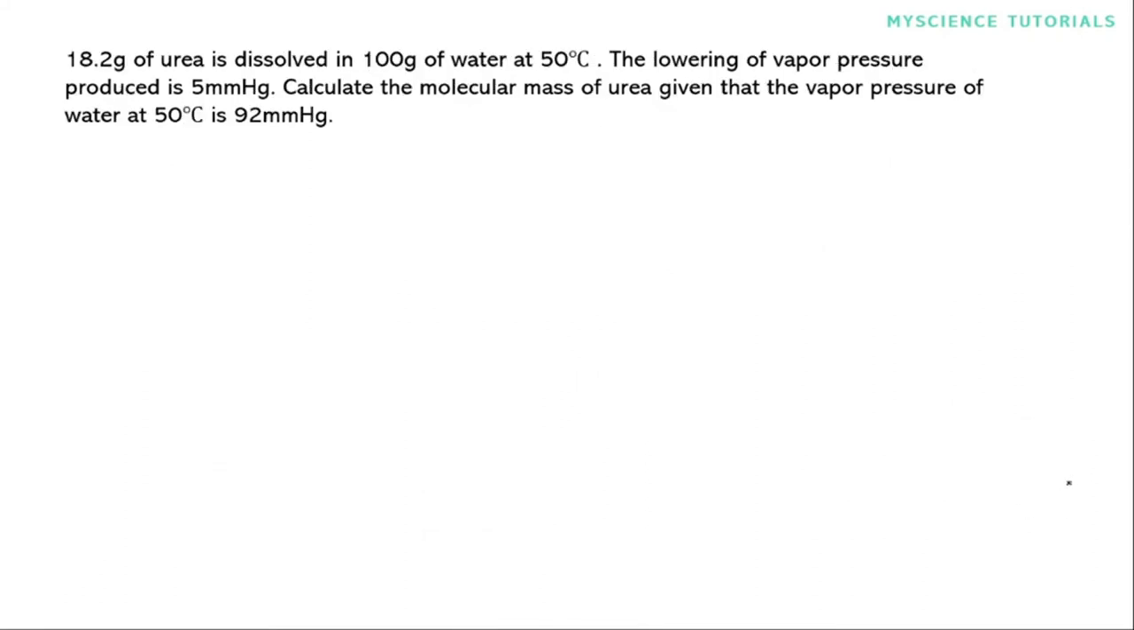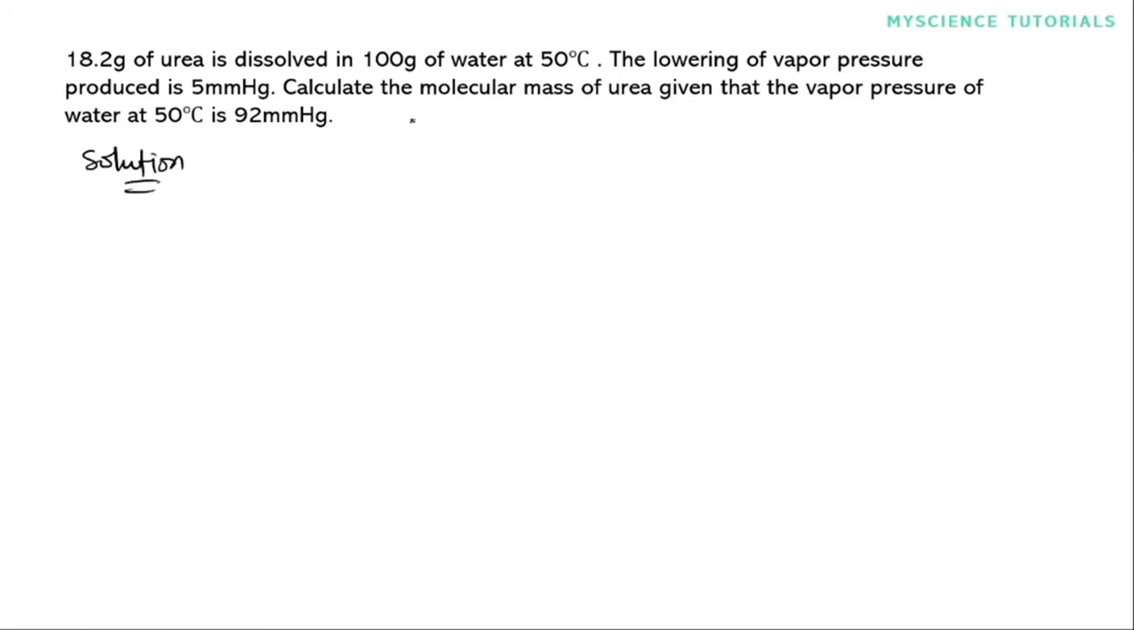Example number 2. We have 18.2 gram of urea dissolved in 100 gram of water at 50 degrees Celsius. The lowering of vapor pressure produced is 5 millimercury. We have to calculate the molar mass of urea, given that the vapor pressure of water at 50 degrees Celsius is 92 millimercury. All right, so let's write down our solution.